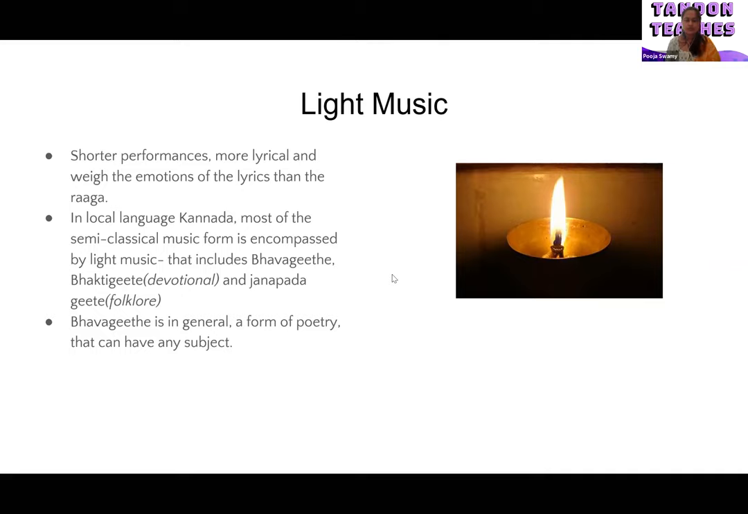I would like to focus on semi-classical and light classical performances that emphasize more on lyrics and the emotions that are there in the lyrics, written in the form of poetry. Here, I would also like to say that in the local language Kannada, most of the semi-classical music form is encompassed by light music. It is collectively known as light music, which involves Bhavagite, Bhakti Gite, which is devotional, and Janapada Gite. Bhava in Kannada means emotion and Gite means song. So Bhavagite essentially means a song pertaining to a particular emotion. The subject of this form can be anything like nature, society, love, or respect.